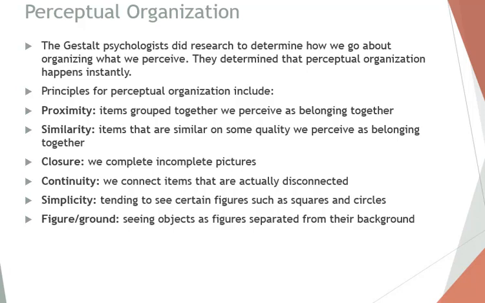Simplicity, tending to see certain things like squares and circles, even if they're not necessarily perfect squares or perfect circles. When we look at the picture of the Earth, we look at it as being circular, even though it's slightly oblate, slightly oval. We tend to look at things in our mind in as elegant a manner as possible, and also see objects as figures separated from their backgrounds. You see a person, you see a skyline or a building in the background. We tend to look at the individual and make sure that we're focusing on what we perceive as the most important component of the picture.